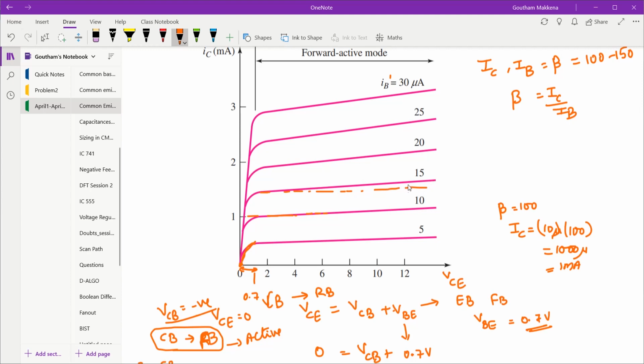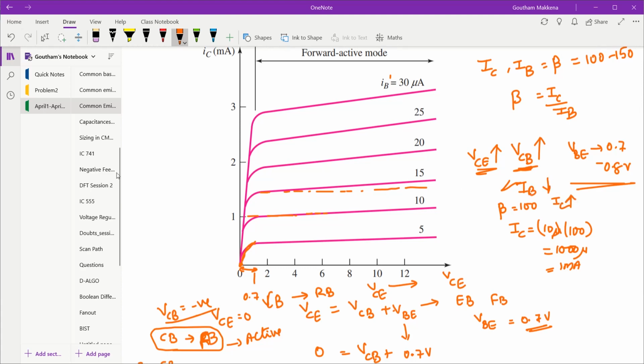The slope is also understandable. Why? Because as VC is increasing, we have seen in the earlier discussion, VCB is also increasing, because VB is a forward biased diode and it is more or less stuck between 0.7 and 0.8 volts. So when VC increases, VCB increases, and when VCB increases, we have seen that IB recombination reduces and IC increases. That is how your output characteristic has a small slope over here.